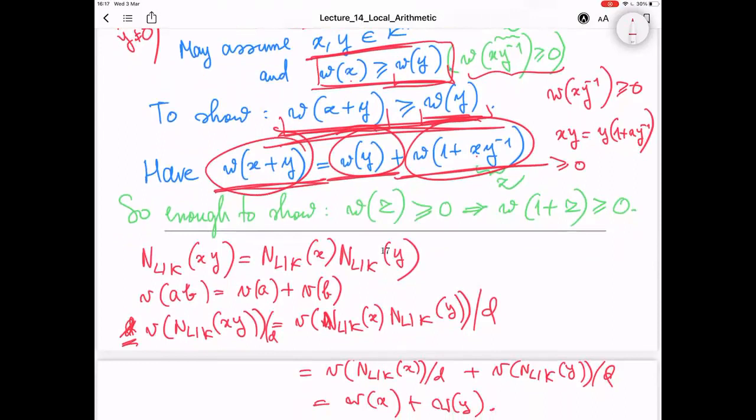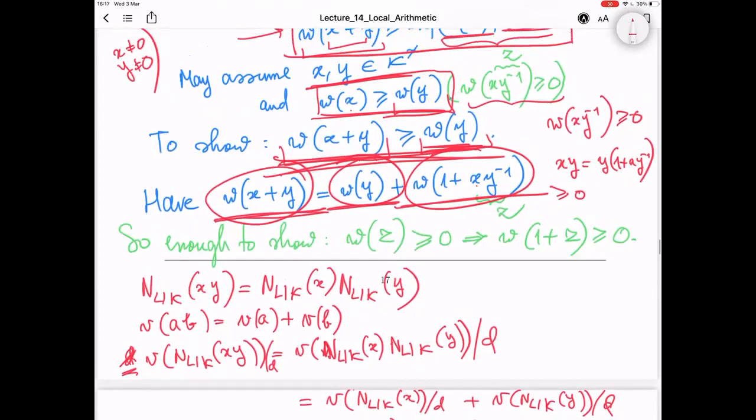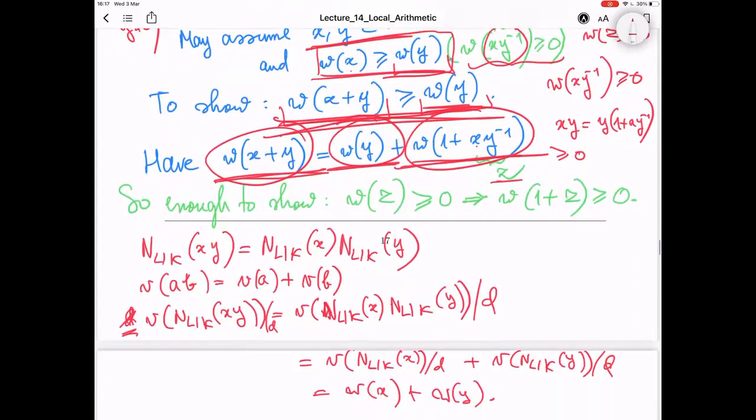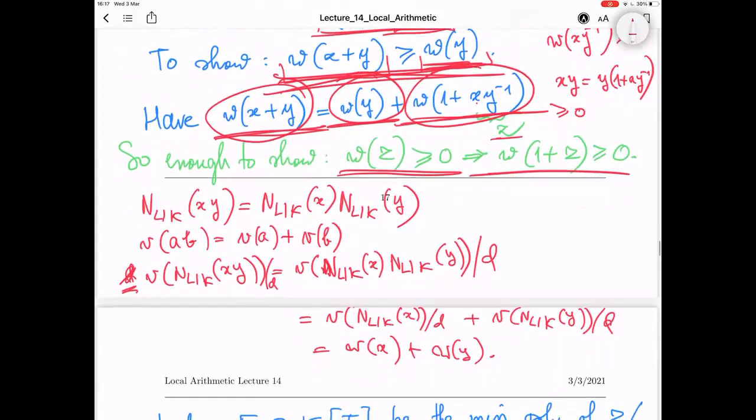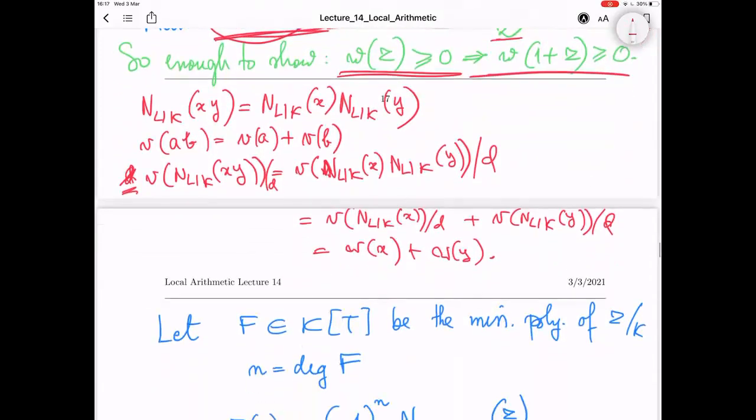Now, what I'm given is that W of Z, let's call this XY inverse Z, is positive, and what I have to prove is that W of 1 plus Z is positive. So we have to show that W of Z positive implies that W of 1 plus Z is positive. That's what things come down to. Okay, so let's get going.